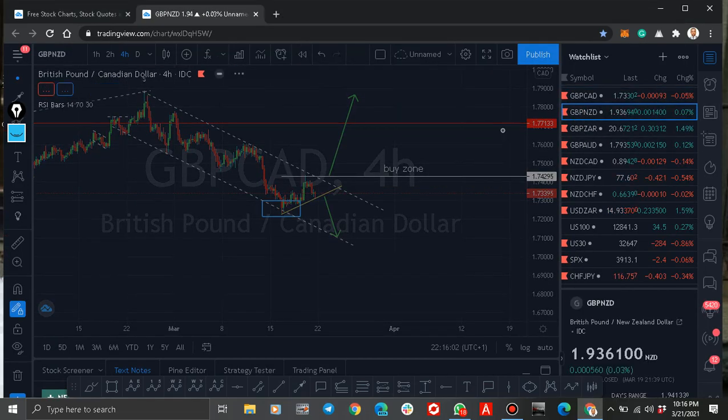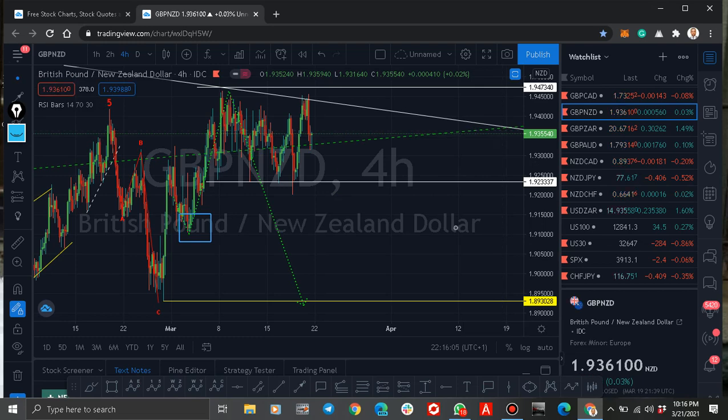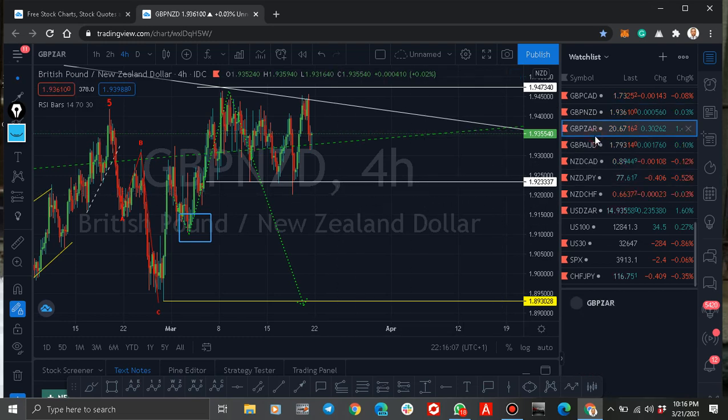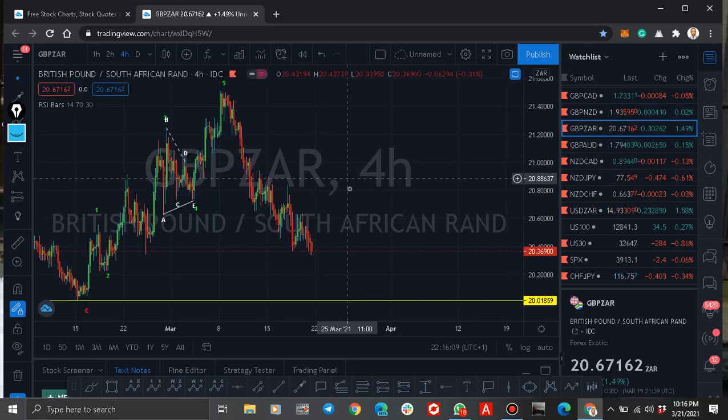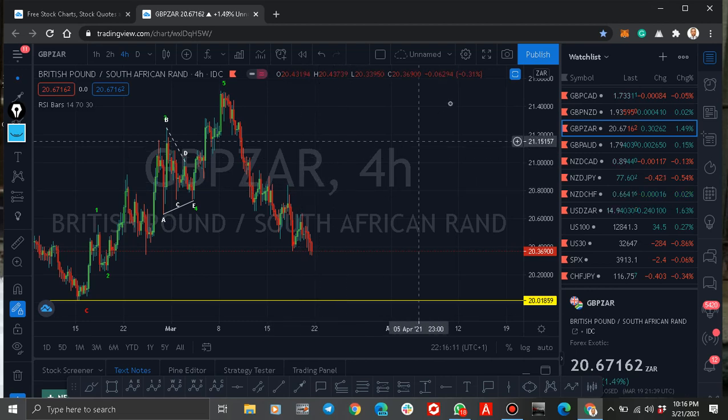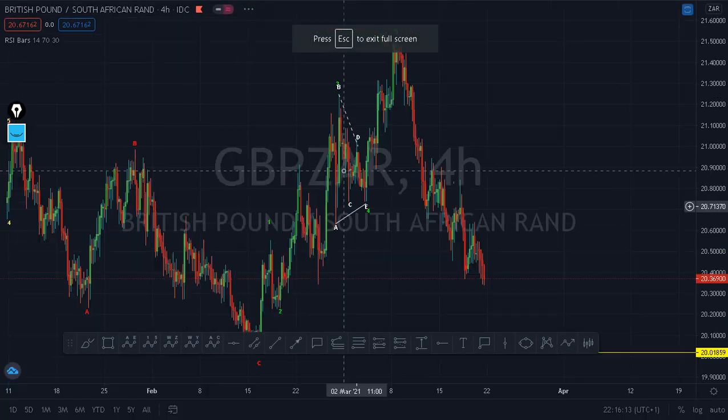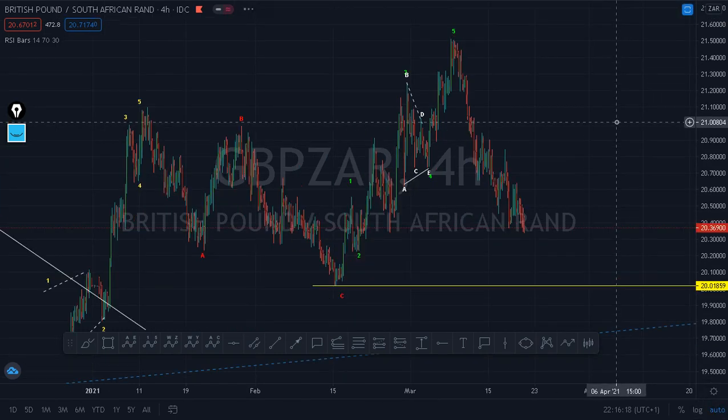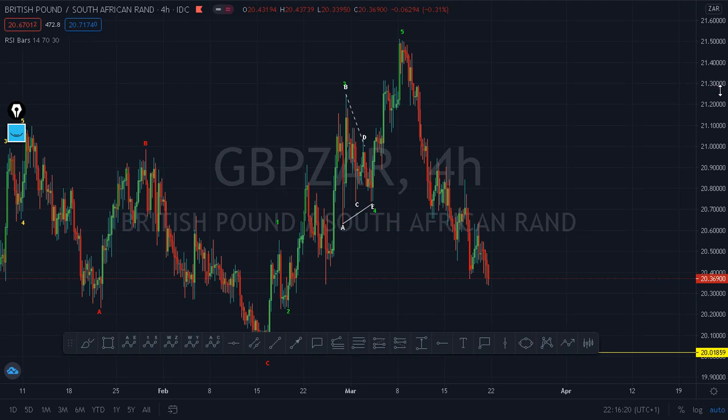Pounds New Zealand, I've no business with it for now. Pounds ZAR, I'll be watching pounds ZAR because it has gone out of a normal pattern.